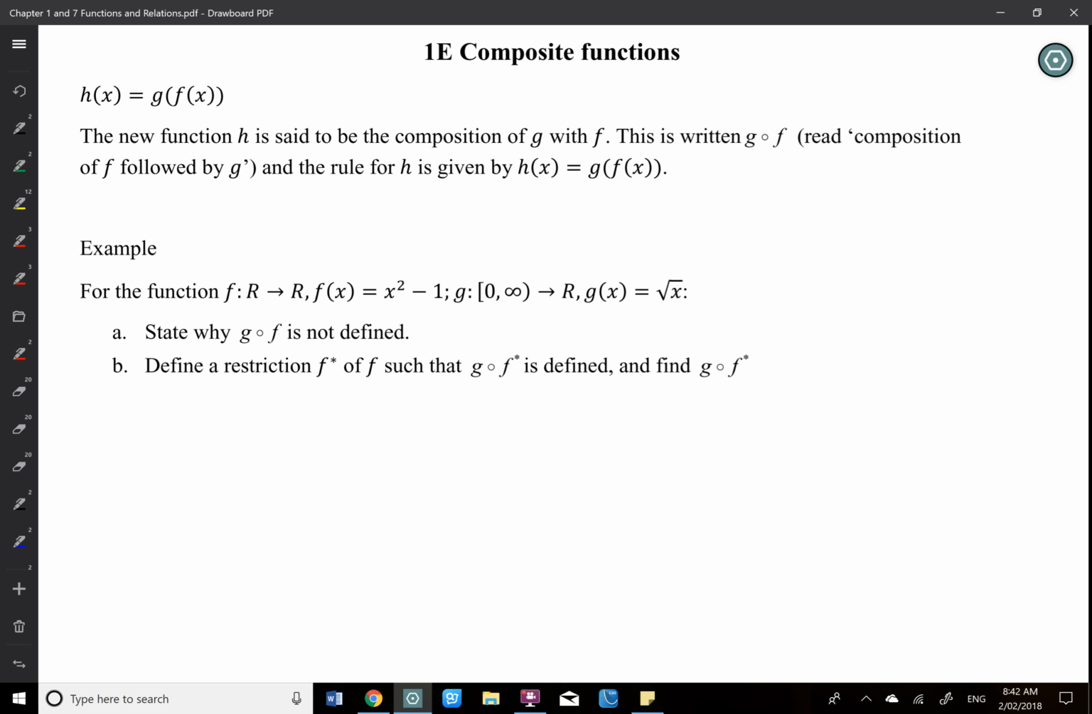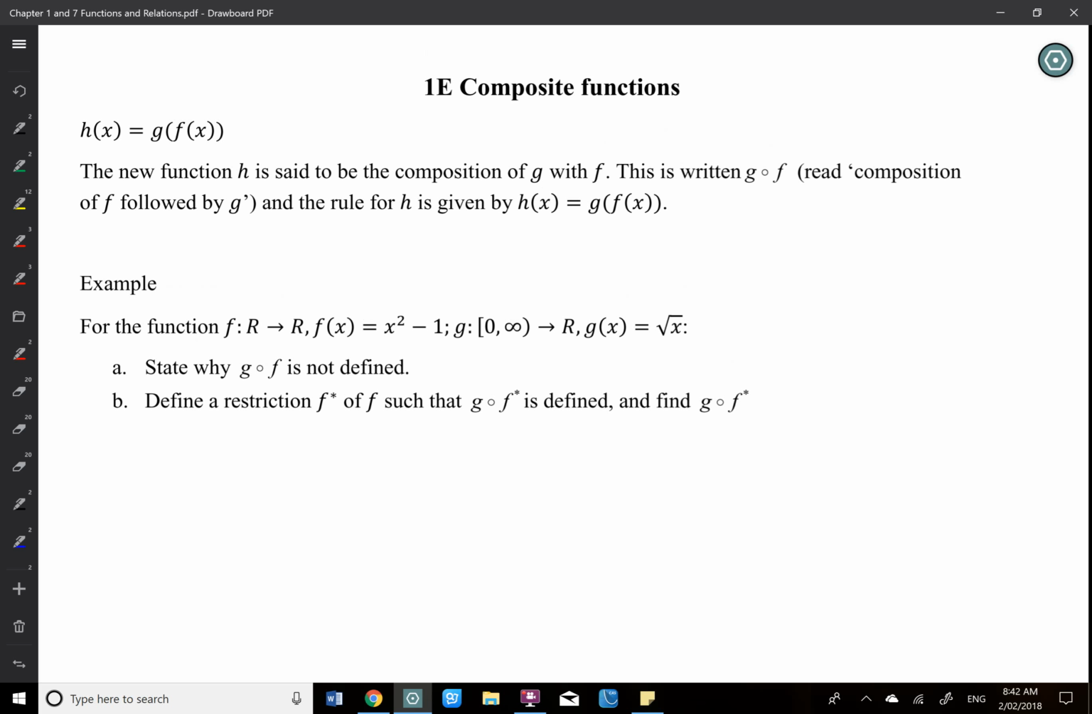About composite functions might be a little bit different from the method books, or a little bit different from maybe your tutor. So I'm looking at a graph. h(x) equals g of f(x). We put function f(x) into the function g(x). The new function h is said to be the composite of g with f.